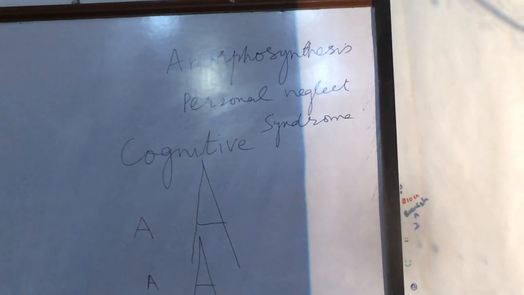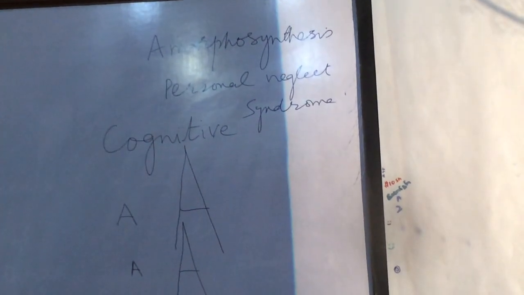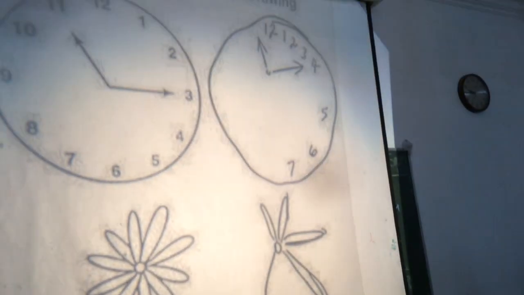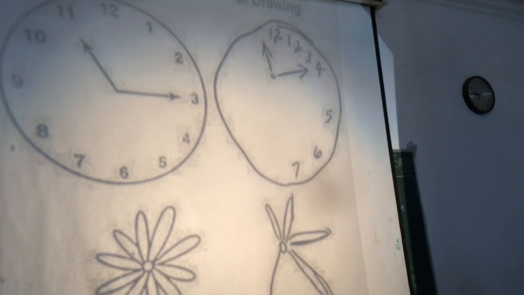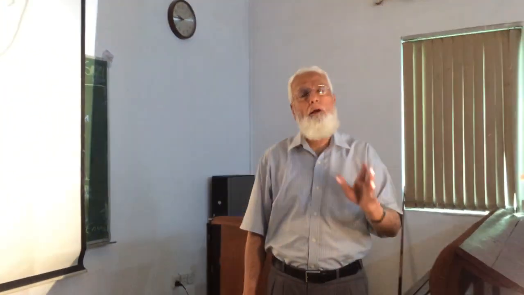So this was about the functions of the basal ganglia. I told you about control of complex or fine-scaled motor activity, cognitive control of the motor activity, then control of the intensity and timing of the motor activity, and then we discussed amorphosynthesis and personal neglect syndrome. So we stop here.